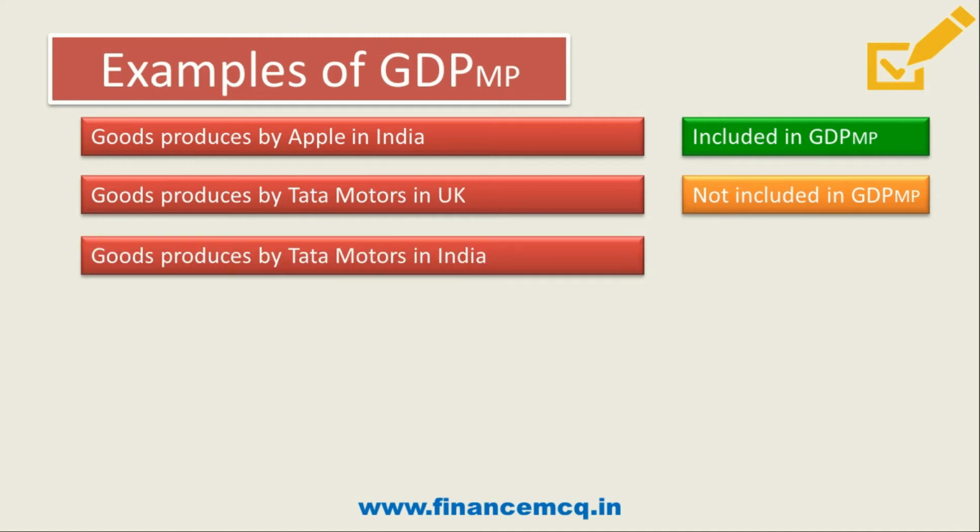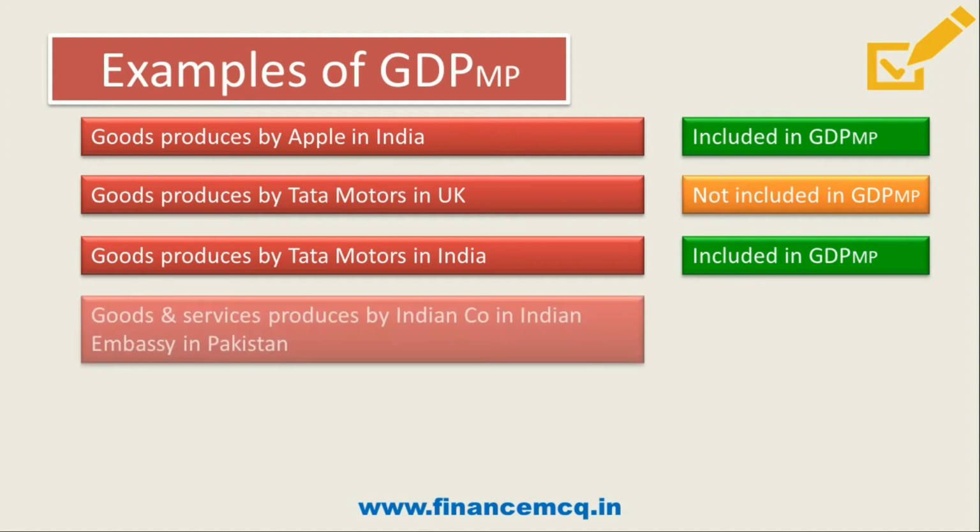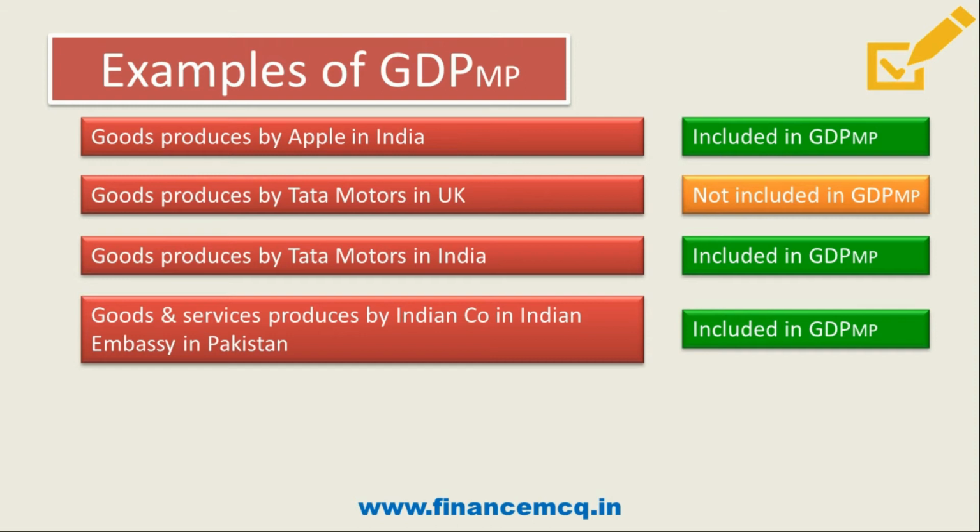Then goods produced by Tata Motors in India will be included in GDP at market price. Then goods and services produced by an Indian company in the Indian embassy in Pakistan. Now tell me, in this situation, will it be part of GDP at market price? The answer is yes, it will be included. Why? Because the Indian embassy in Pakistan will be considered as domestic territory of India.